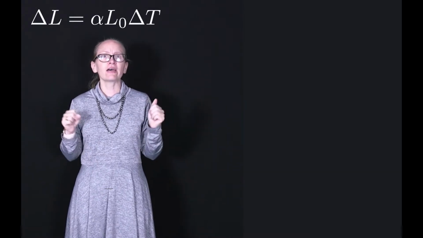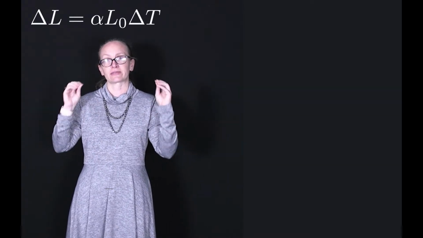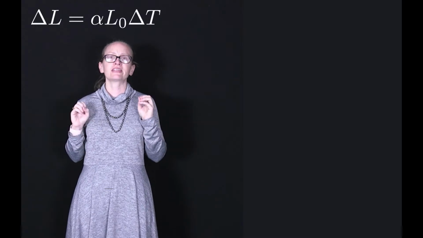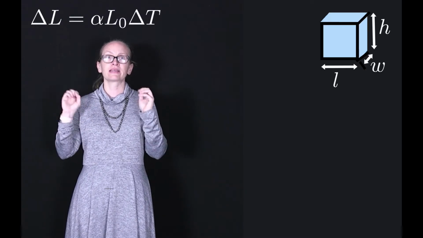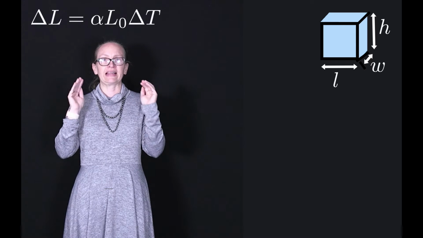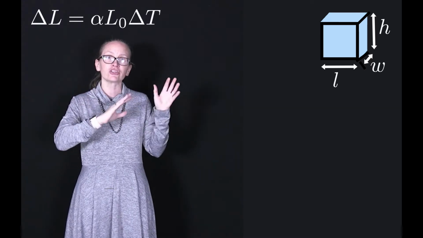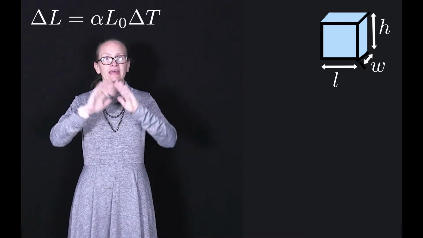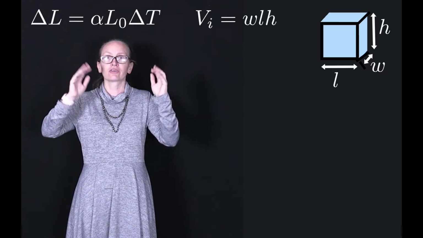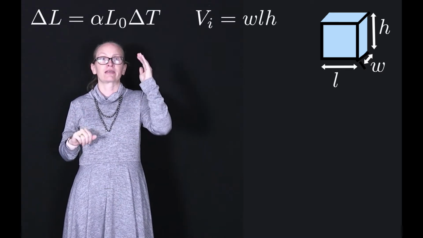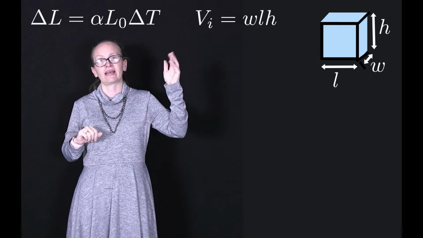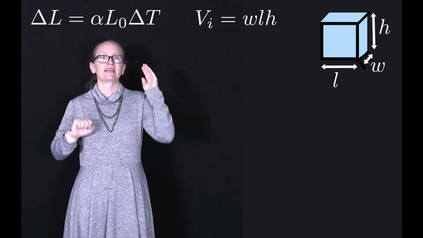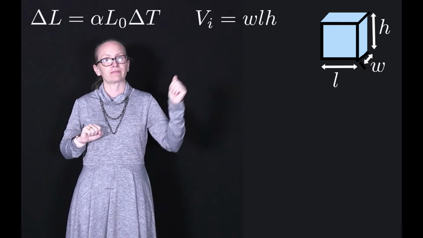So now, in order to work out an expression for the change in volume, let's imagine a rectangular prism with a width W, a length L, and a height H. I'm sure you're aware that this means that the initial volume of this solid is just equal to the width times the length times the height. So we can write V_I is equal to WLH.